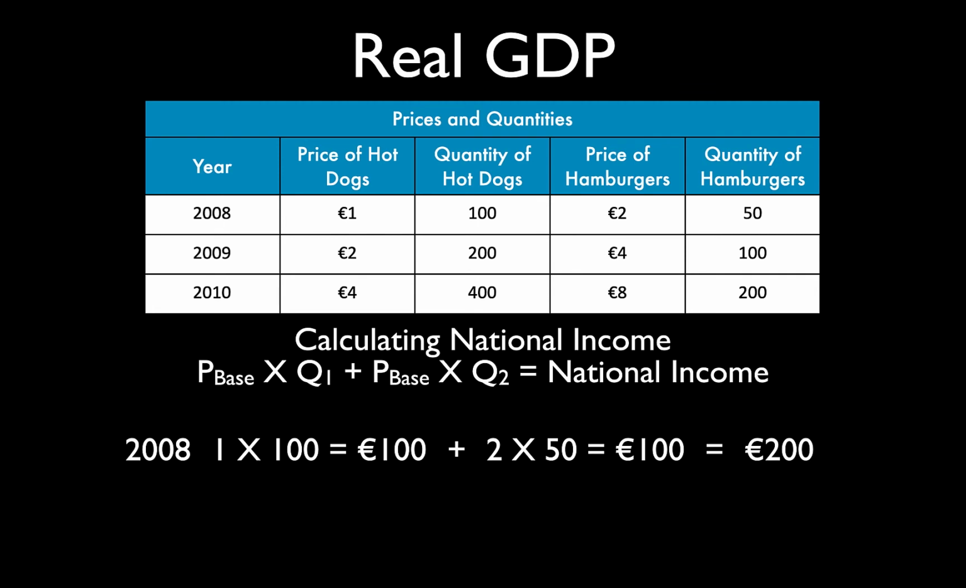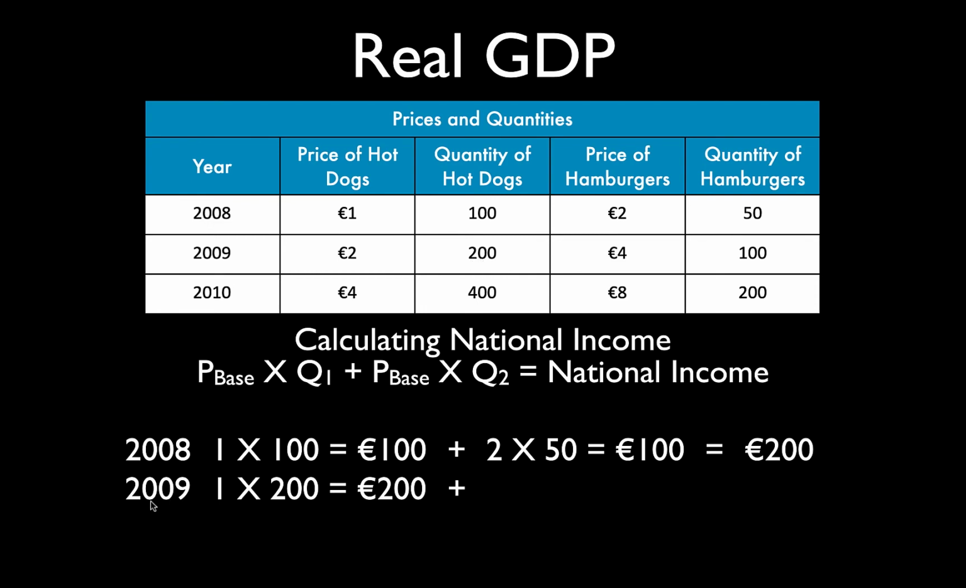Now, up until this point, you would have said €2 by 200 and €4 by 100. I'm not going to do that. I want a measure of national income that will only change as a result of a change in production. So for 2009, I'm going to value the hot dogs at the price that existed in 2008, because we need a measure of relative value between the two goods. But I'm going to use the quantity of hot dogs that was produced in 2009.